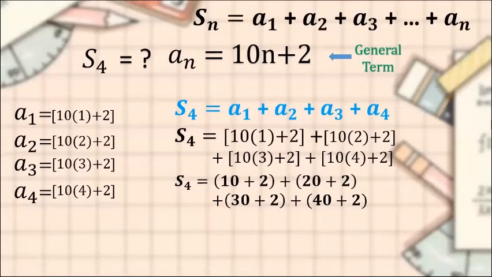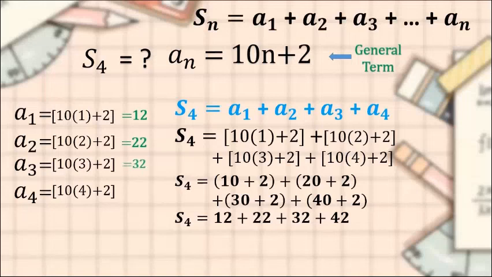After this one, add those equations inside the parentheses so that we can have the values of our terms. So this will look like this. 10 plus 2 is 12, 20 plus 2 is 22, and 30 plus 2 is 32, and 40 plus 2 is 42. Therefore, we can say that our a sub 1 is equal to 12, a sub 2 is equal to 22, a sub 3 is equal to 32, and then a sub 4 is equal to 42.